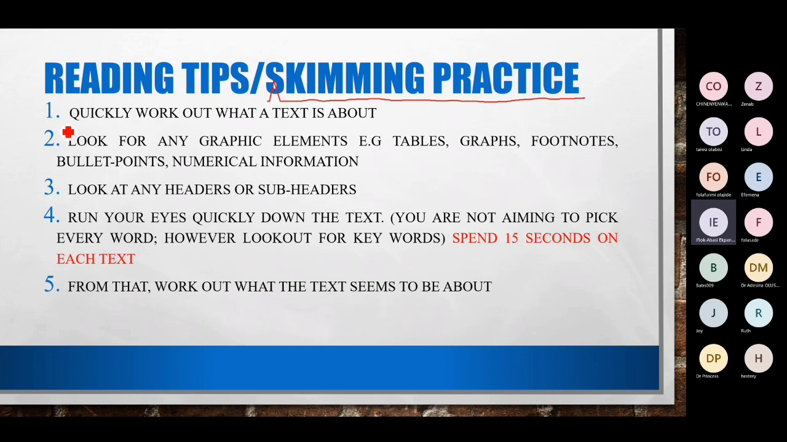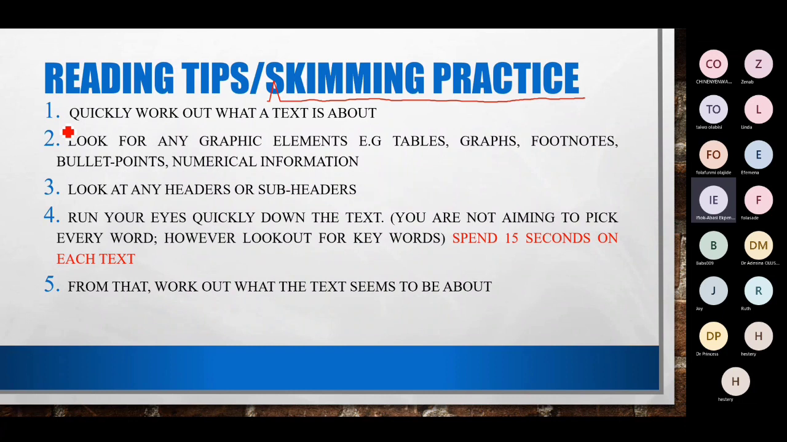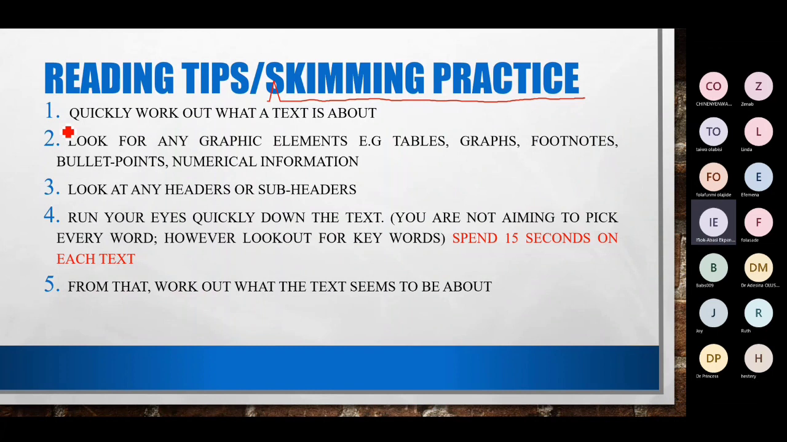So the first thing is for you to work out what the text is about. What do I mean by this? For example, on your test, let's say meningitis. If on your test date the main text header talks about meningitis, what that simply means is that your text A might talk about the definition of meningitis, B might talk about the clinical features of meningitis, C might talk about complications of meningitis, and D might talk about the treatment of meningitis.